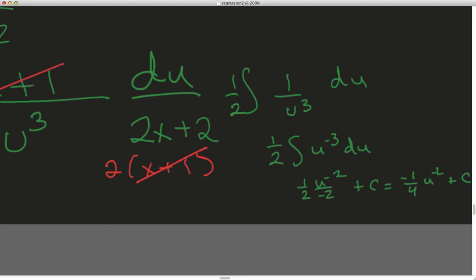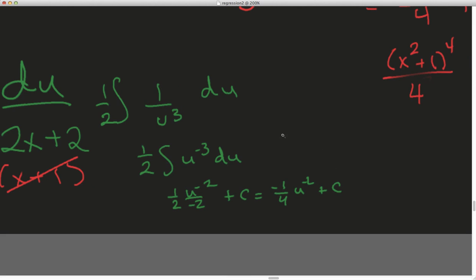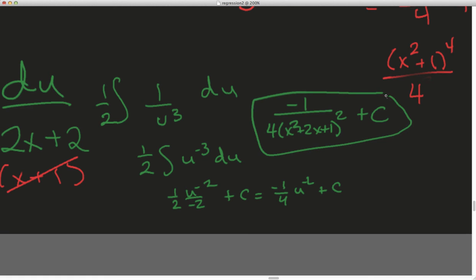And then u was x squared plus 2x plus 1. How do I get rid of that negative exponent? What do I do with that? Yep, that's exactly right. Got it? Exactly.